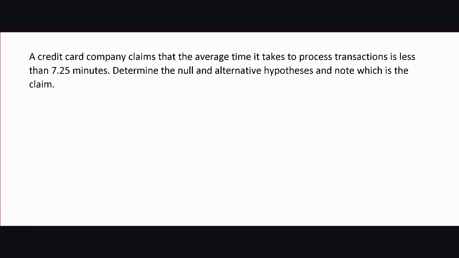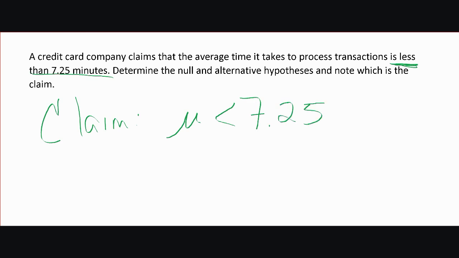Determine the null and alternative hypotheses and then note which one is the claim. But the first part has some slightly different information in there. Once again, we're talking about things with respect to the average, but also we need to determine what the actual numbers are here. That the average time is less than 7.25 minutes. So what our claim is in this problem is that the average, which is our mean, is less than 7.25 minutes. That is the claim being made in this problem.